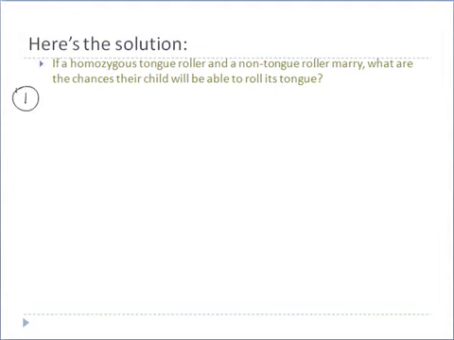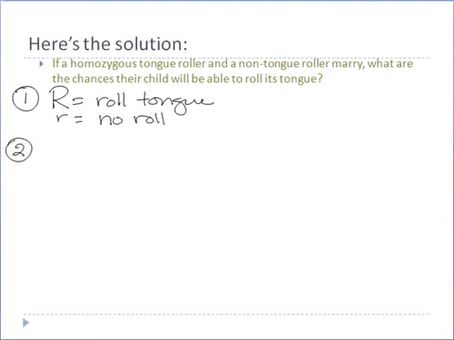Step 1 of solving a genetics problem is always to code for the alleles. So I'm going to use big R for rolling the tongue. I'm going to use little r for no roll of the tongue. Step 2, I'm going to determine the parental genotypes, or whatever genotypes I've been given. This says a homozygous tongue roller. If I can roll my tongue and I'm homozygous, I have to have 2 copies of the dominant allele. Is married to a non-tongue roller. If I cannot roll my tongue, that means I cannot have any copies of the dominant allele present in my genotype, so I'm little r, little r.